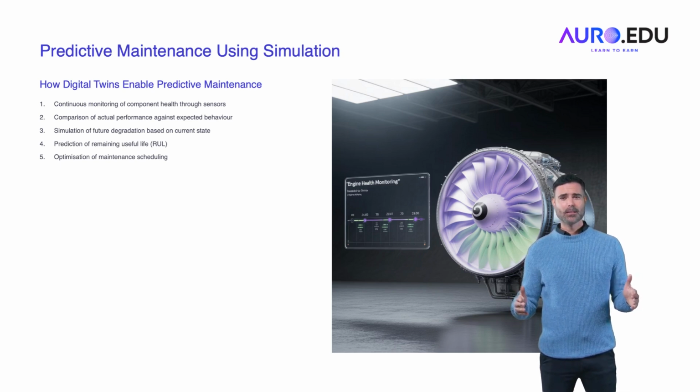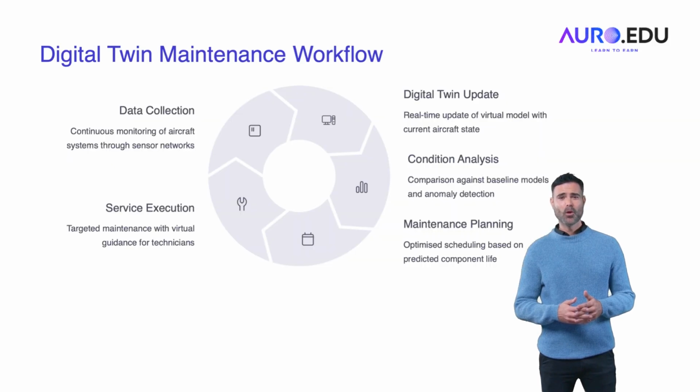Using simulation, digital twins predict remaining useful life, RUL, for individual components based on current operating conditions and historical data. This enables optimized maintenance scheduling, ensuring that components are replaced only when necessary, reducing downtime and maintenance costs. Predictive maintenance can reduce aircraft downtime by 30% and maintenance costs by 25%, leading to more efficient operations and fewer unplanned service disruptions.